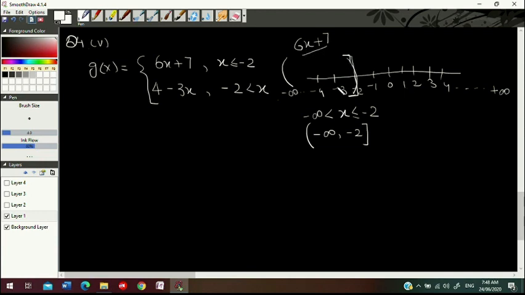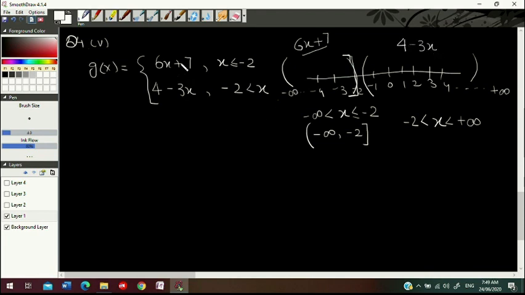And for the other domain, the points where x is greater than minus 2 and less than plus infinity, we have an interval that does not include the point minus 2, but is greater than minus 2. We take all those points which are greater than minus 2 up to plus infinity. For the rest of these points of the real numbers, we will use 4 minus 3x.